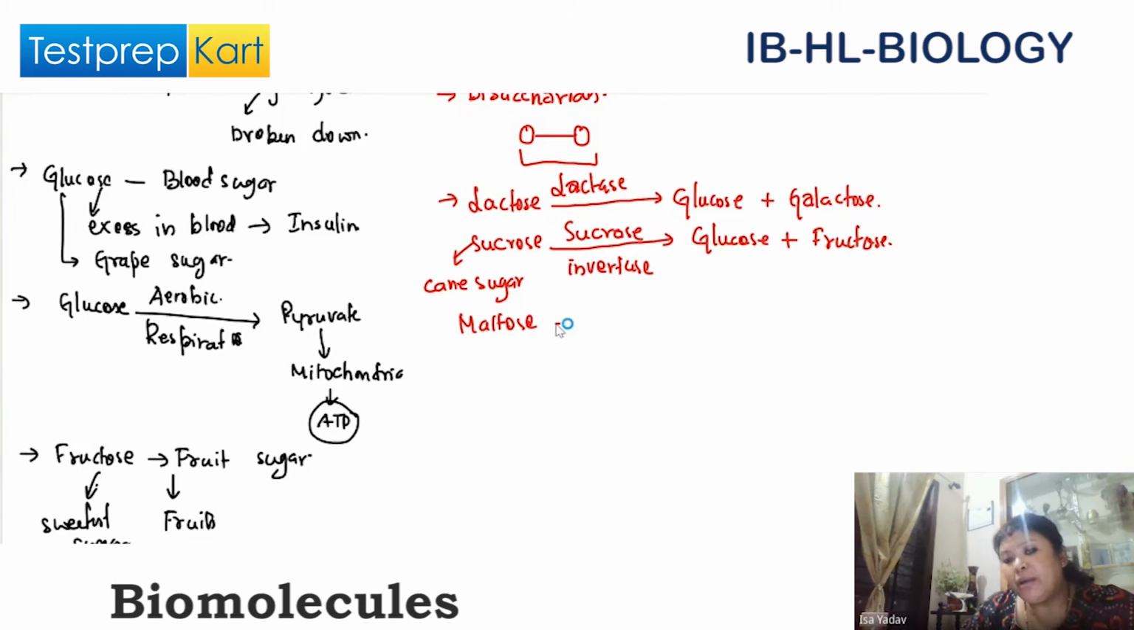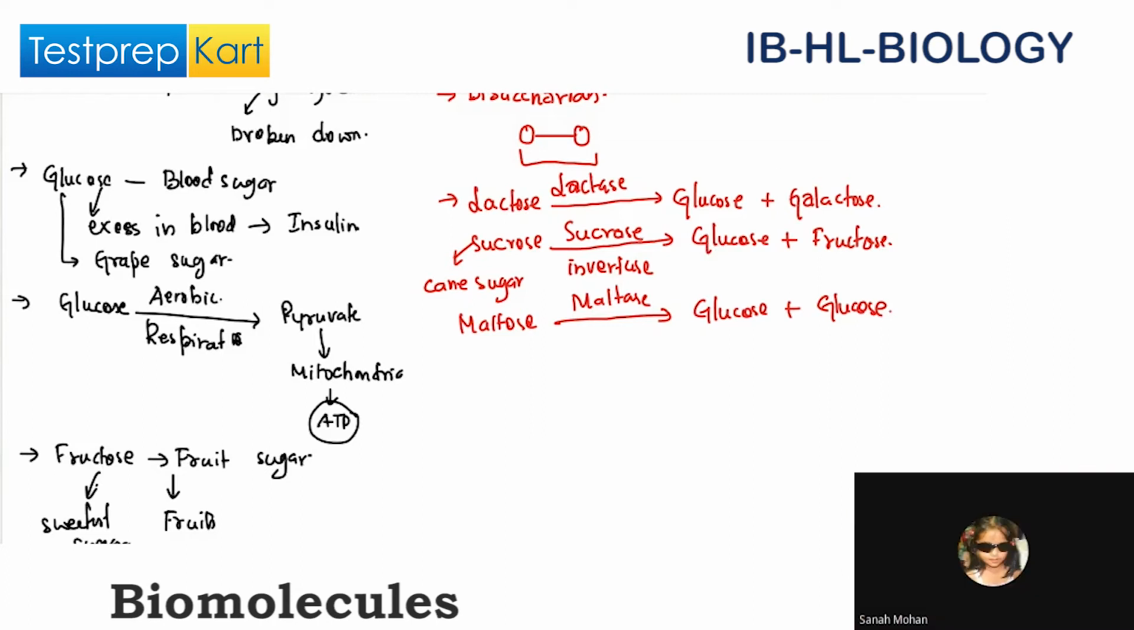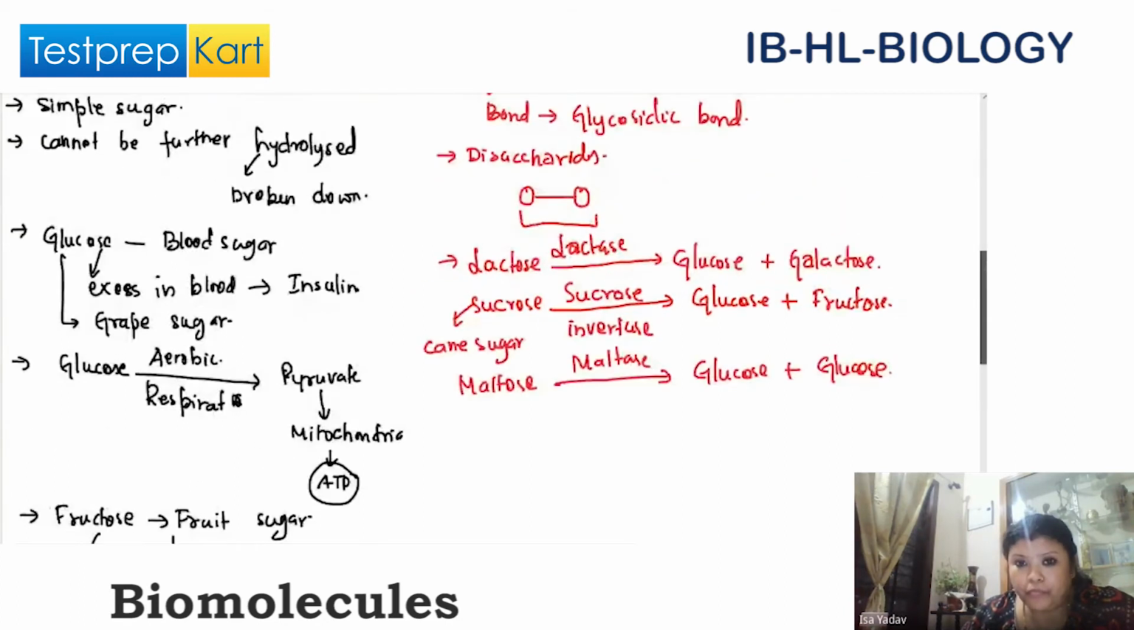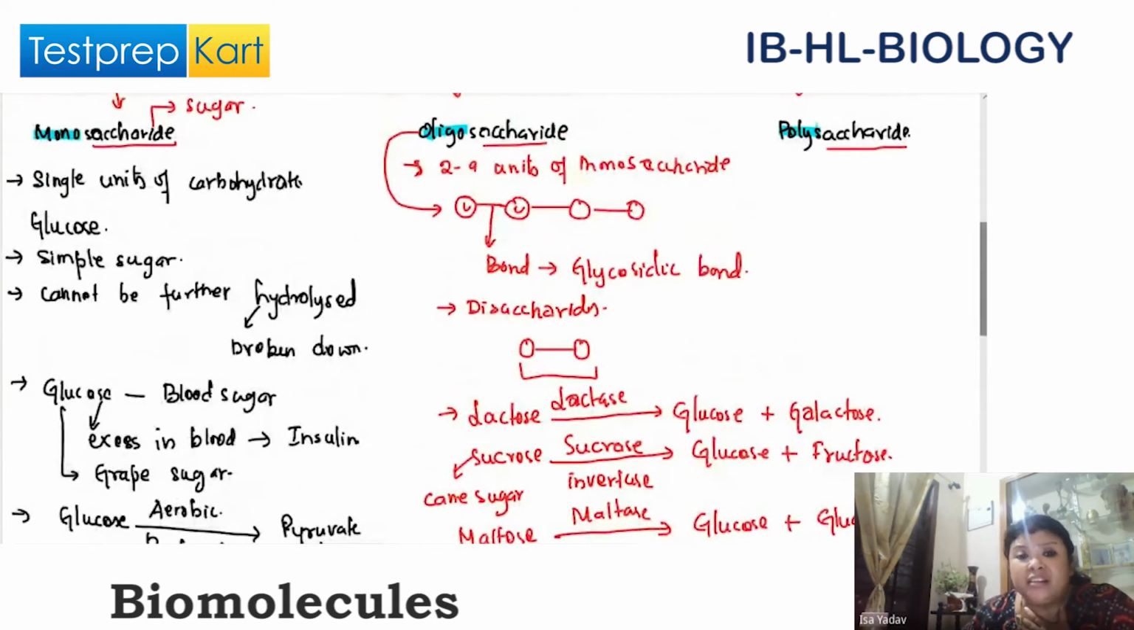We have maltose, which in the presence of the enzyme maltase will be broken down to two units of glucose only, glucose plus glucose. All right, these points are clear, Sana? Okay. So we will have many types of disaccharides, and along with the disaccharides we are going to see some specialized monosaccharides.